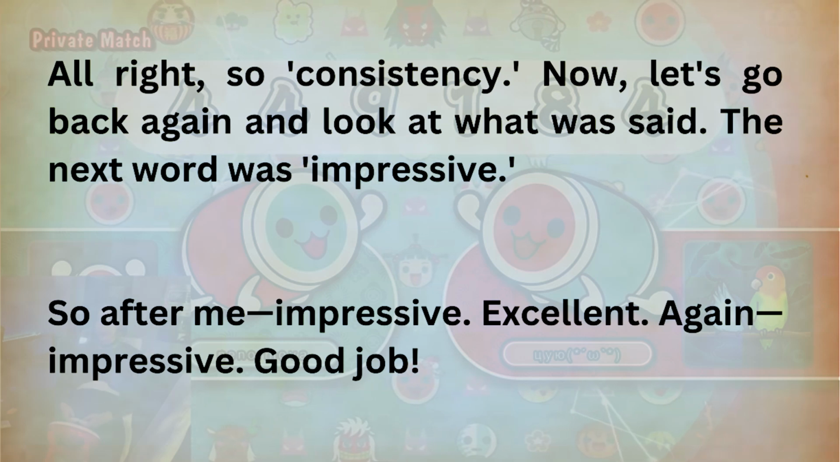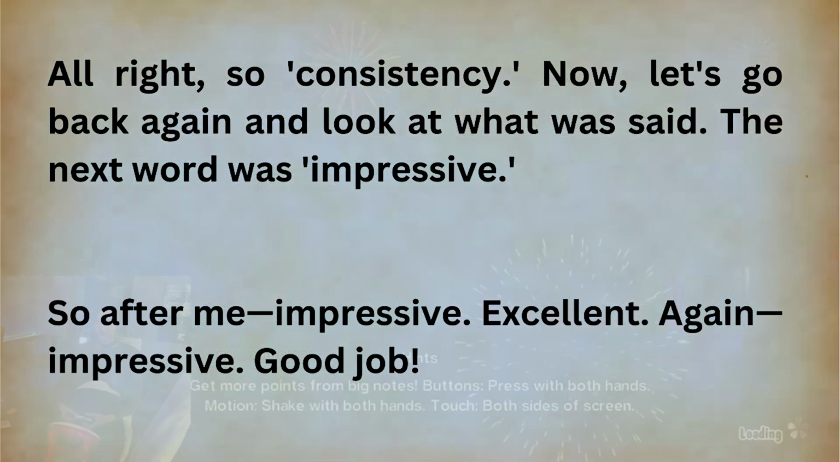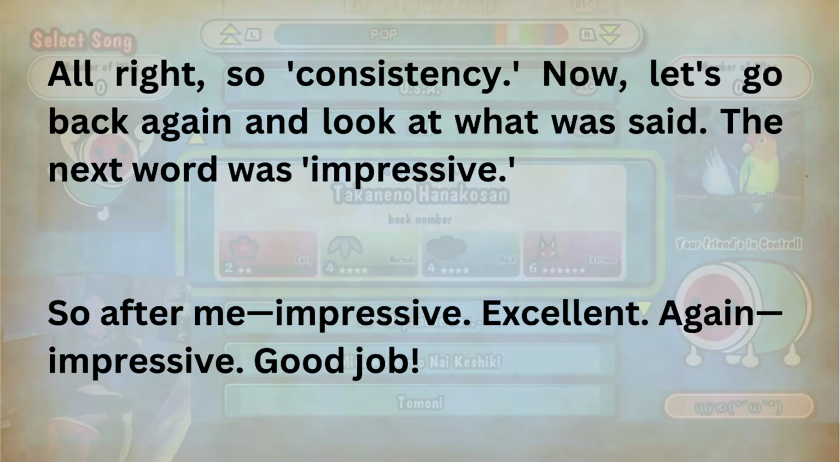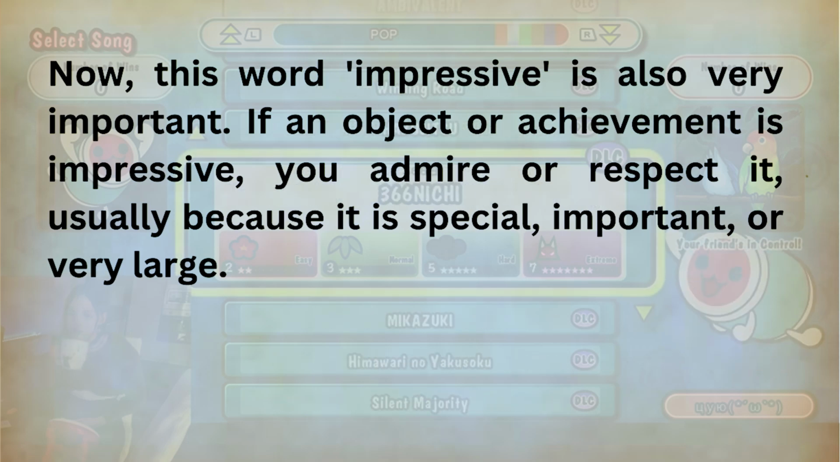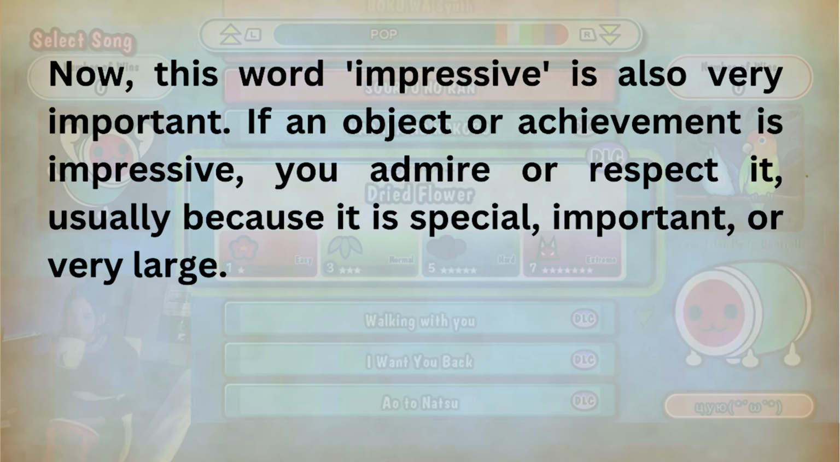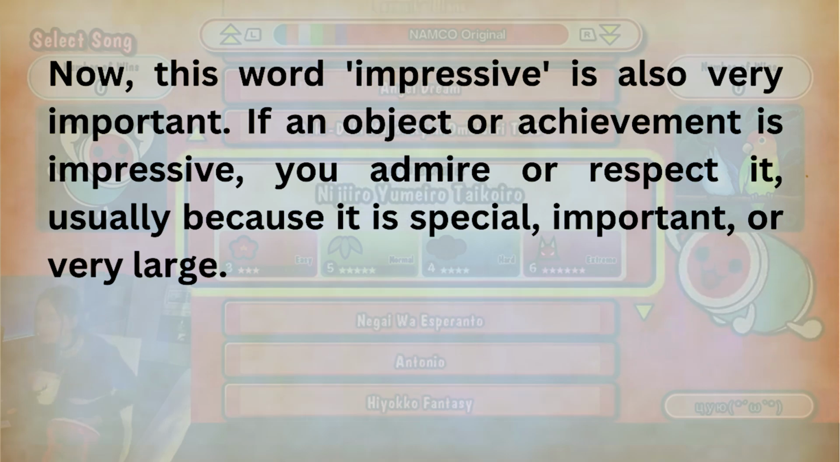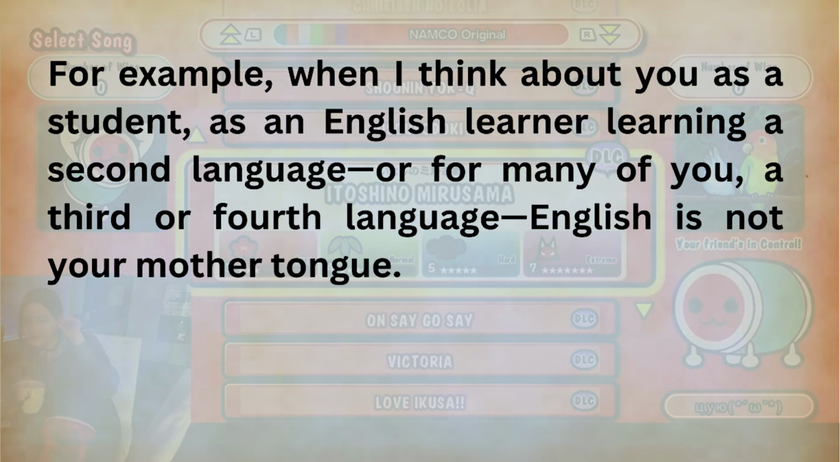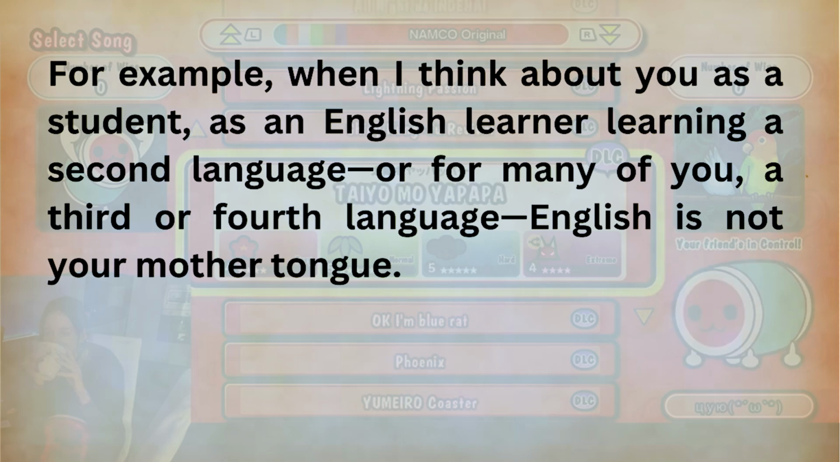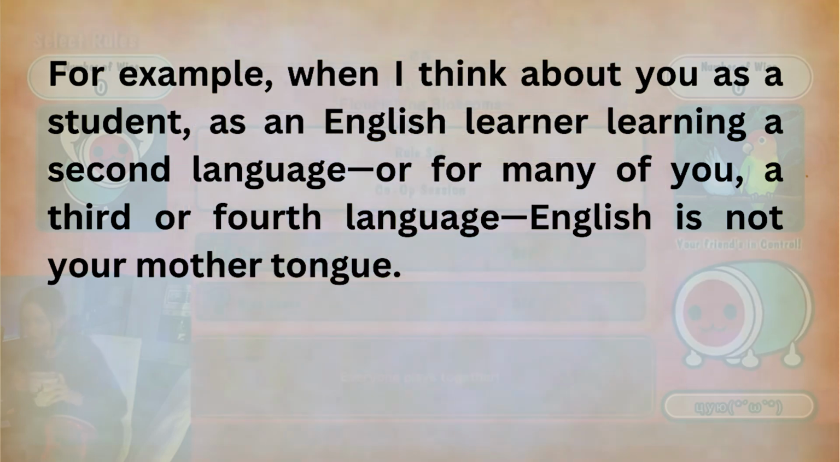Now, let's go back again and look at what was said. The next word was impressive. So after me, impressive. Excellent. Again, impressive. Good job. Now this word impressive is also very important. If an object or achievement is impressive, you admire or respect it, usually because it is special, important, or very large.